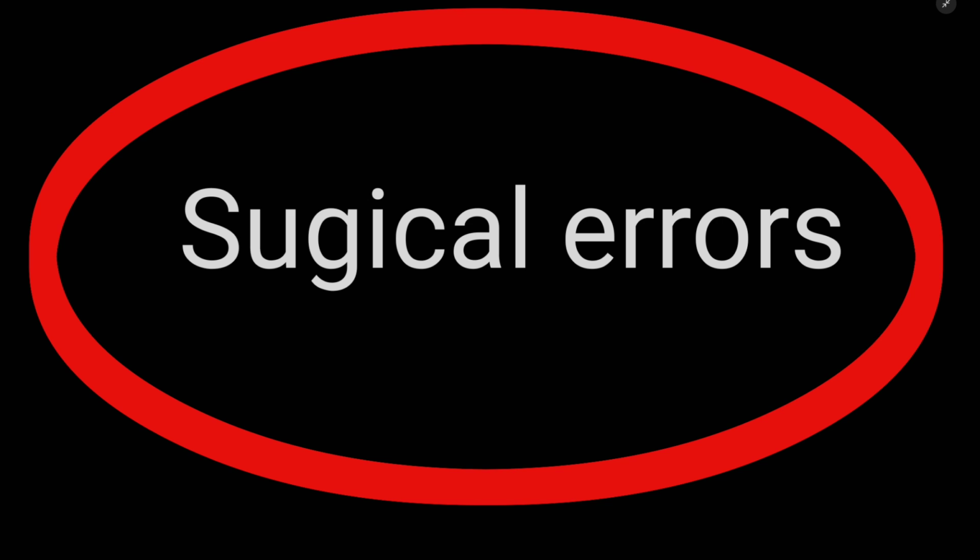Well, there are many factors that contribute to surgical mistakes. Some of the most common reasons include: first is human error. Surgeons, anesthesiologists, and medical staff are human, and mistakes can happen. Second is miscommunication. A lack of communication between the surgical team is one of the most common causes of errors.